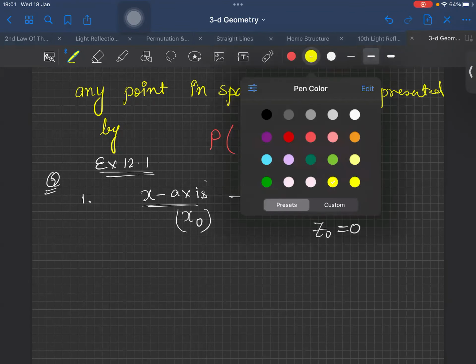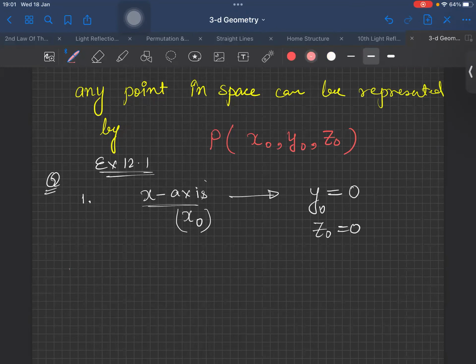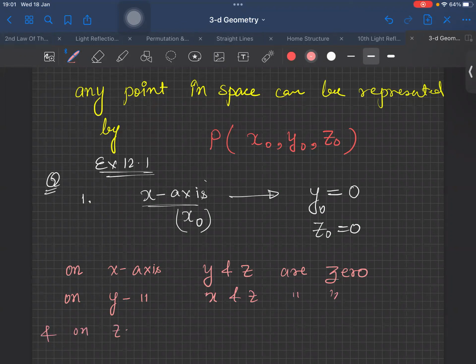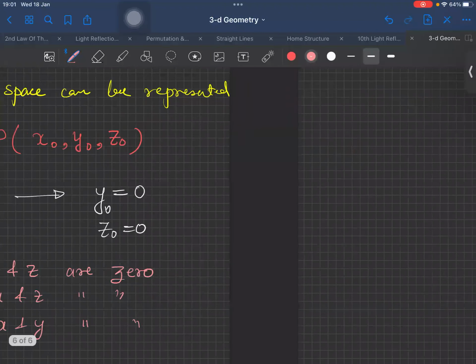Let's write the conclusion. On the x-axis, y and z are 0. On the y-axis, x and z are 0. And on the z-axis, x and y are 0. Got it? Okay, let's move ahead.